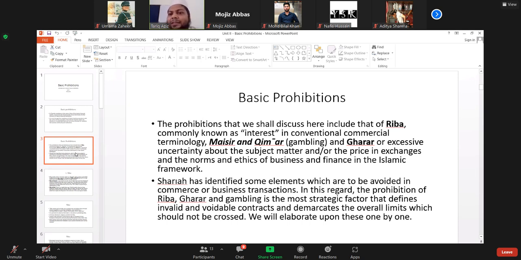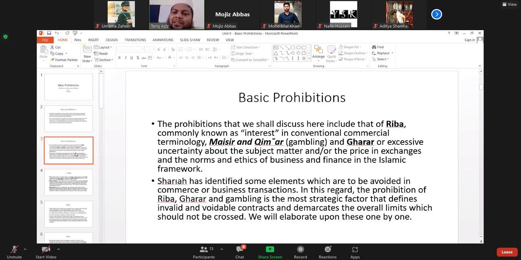Then the third thing is gharar. Riba, maysir, and gharar. These are three basic prohibitions that we will discuss in detail in the next class. Gharar is excessive uncertainty about the subject matter, or the price in exchange, and the norms.